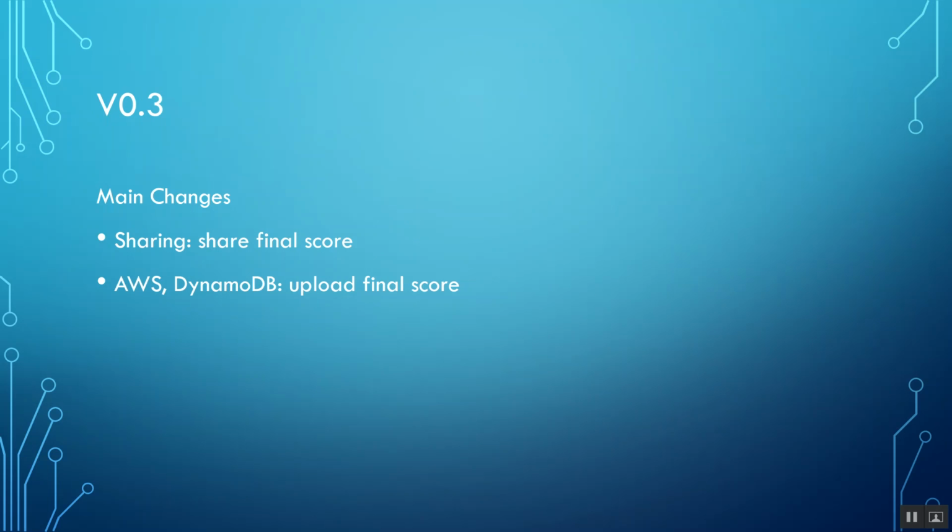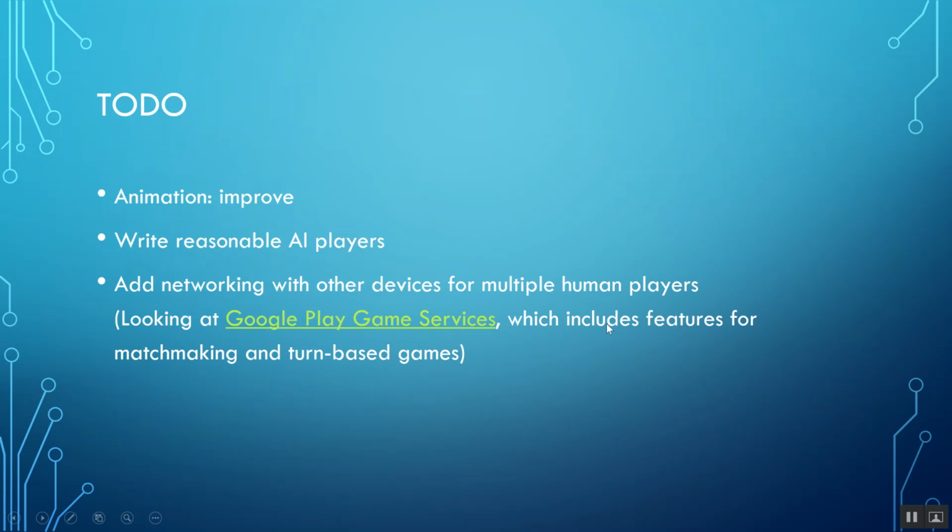And in version 0.3, I added sharing of the final score and uploading of the final score to AWS DynamoDB. I really need to improve the animation some more, write some reasonable AI players, and add networking with other devices for multiple human players. And I'm looking at Google Play Game Services, which has matchmaking and turn-based game services.